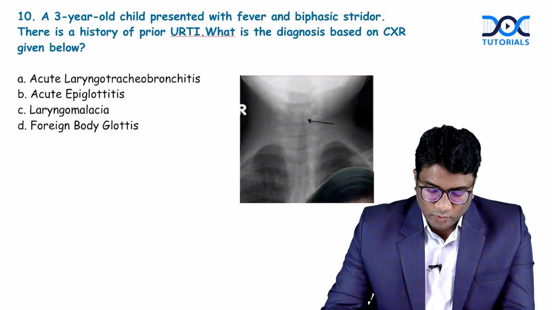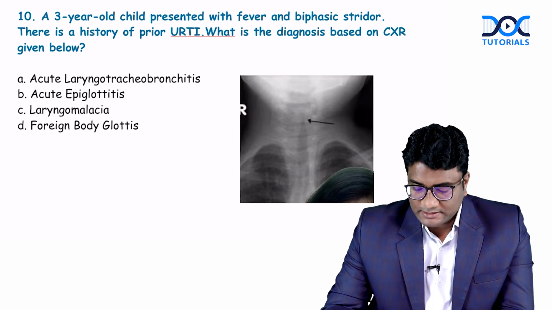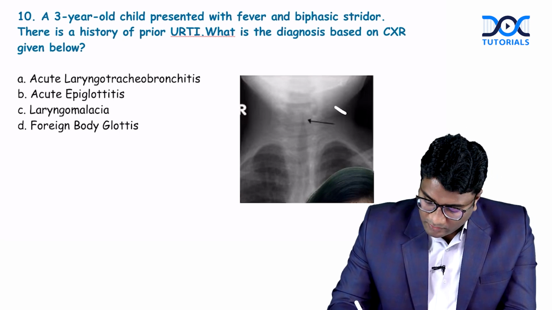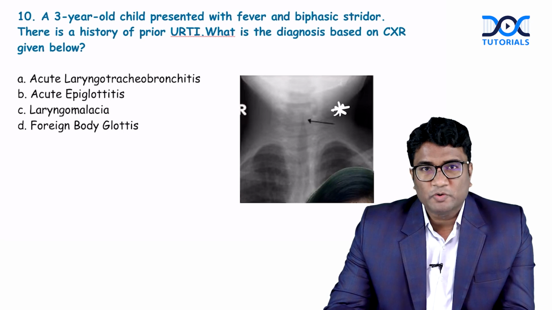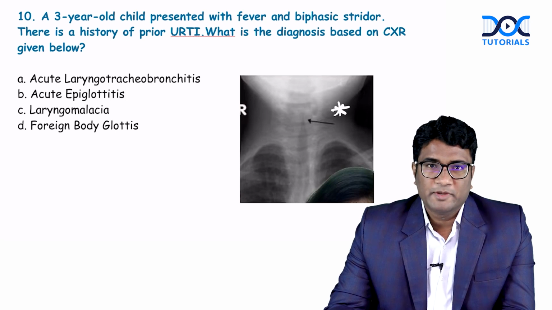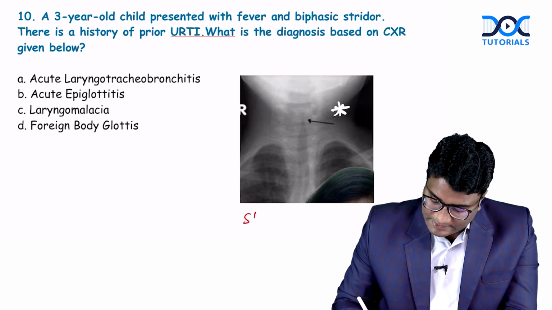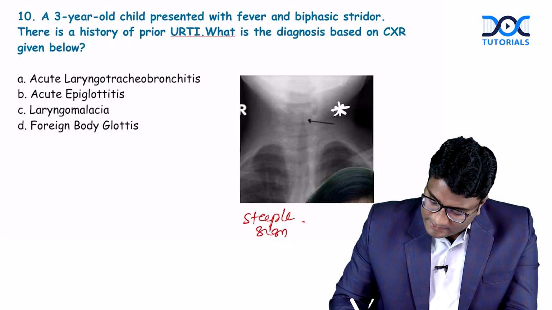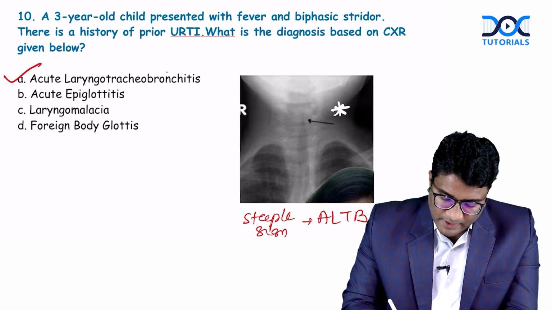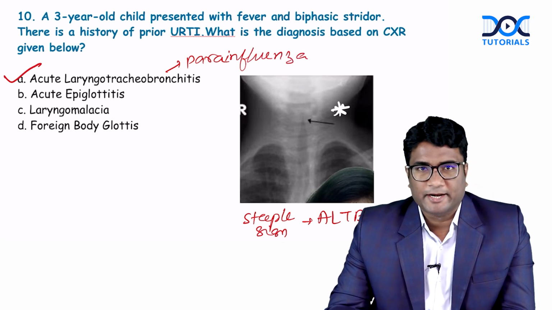Next one. A 3-year-old child presented with fever and biphasic stridor. There is history of prior upper respiratory tract infection. What is the diagnosis based on the radiograph given? The radiograph shows narrowing of the upper part of the trachea. Because of the mucosal thickening in acute laryngotracheobronchitis, there will be narrowing of the lumen of the trachea in the upper part. This forms the steeple sign. So, what was given to you was a steeple sign. And we all know steeple sign is due to acute laryngotracheobronchitis, caused by parainfluenza virus. So, this is parainfluenza that is causing this acute laryngotracheobronchitis.